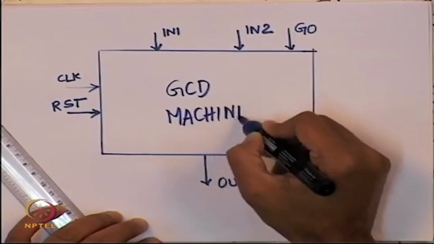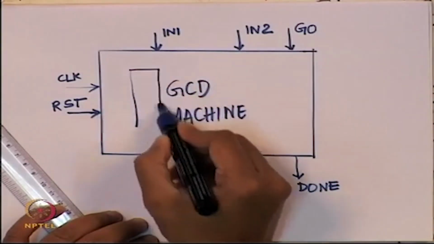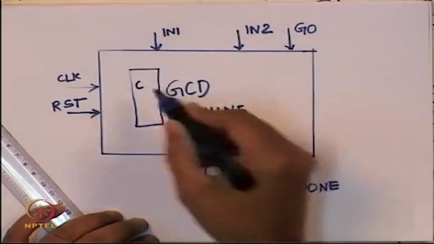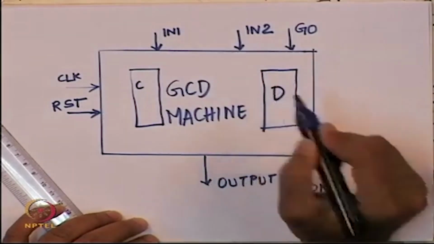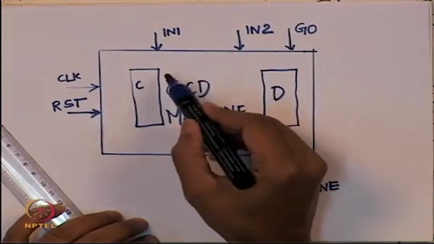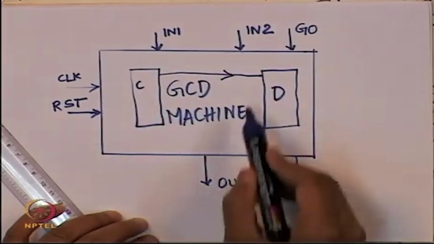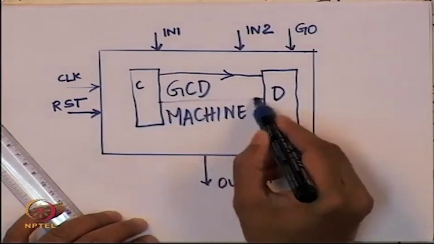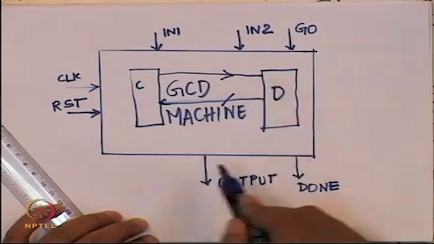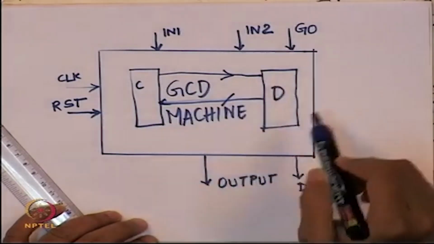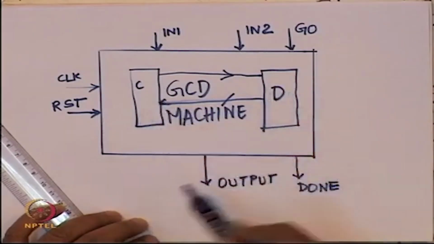If I go back and look at the GCD machine, it is going to have the controller, which I am going to just call C, and the data path, which I am going to call D. There are signals that are going to go from the controller to the data path, and there are going to be signals that come from the data path to the controller. So the control signals go from the controller to the data path, and some function of the data is going to come from the data path back to the controller.